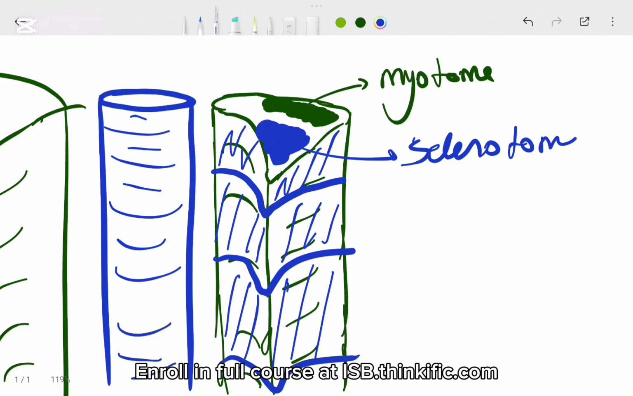Sclerotome. The word sclero means skeleton. It means skeleton, bone and cartilage. That's why they call it sclerotome. When we talk about the skeleton of the eye, which is the sclera, we call it sclera because it's the skeleton of the eyeball, right? So sclerotome gives bone and cartilage. And there are other cells which are called dermatome. Dermatome, which is going to form the dermis of skin.